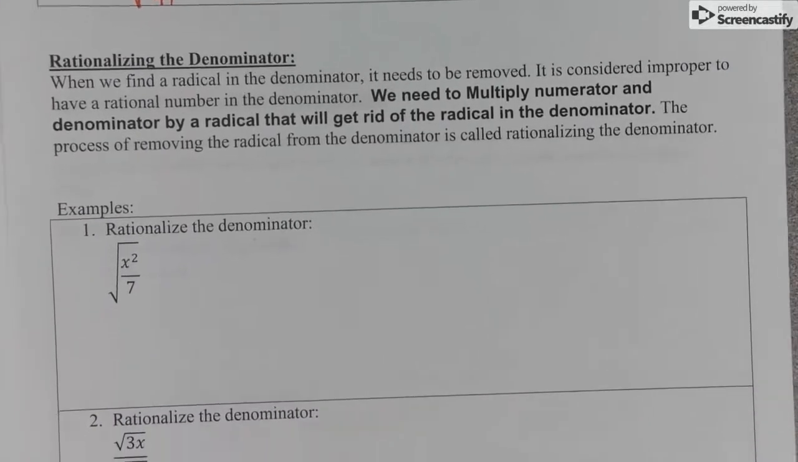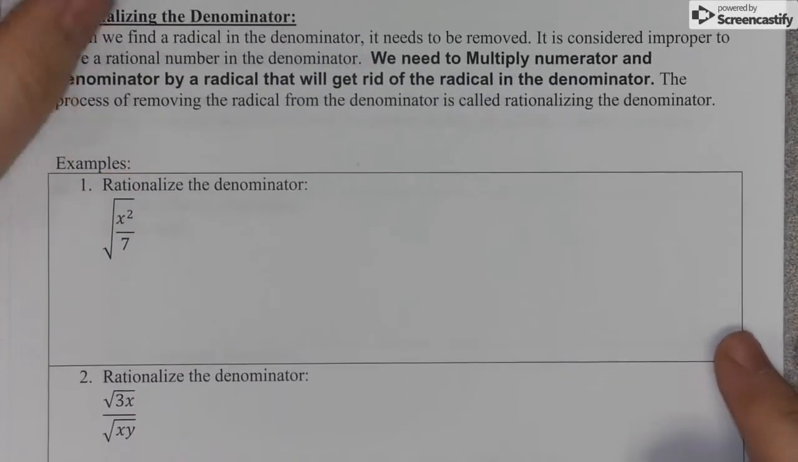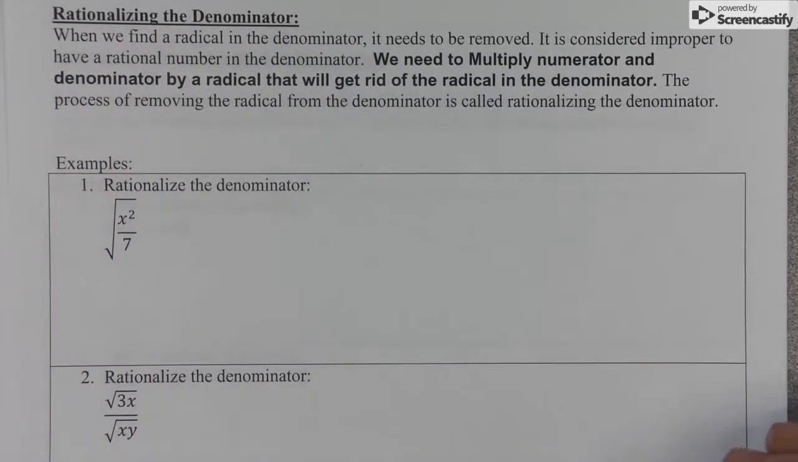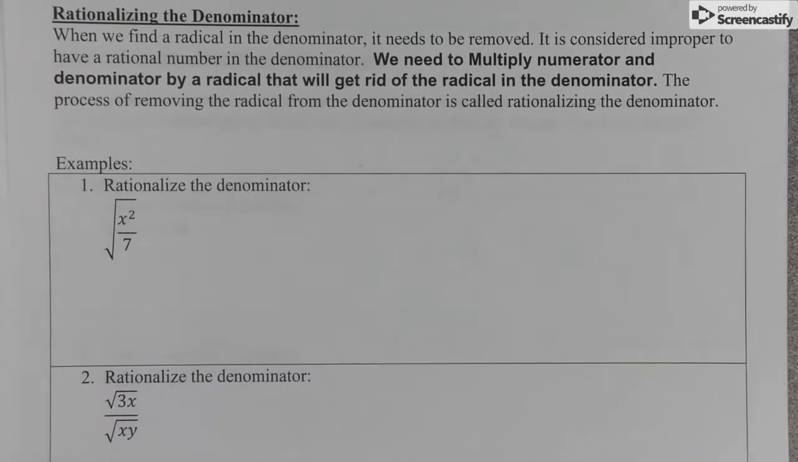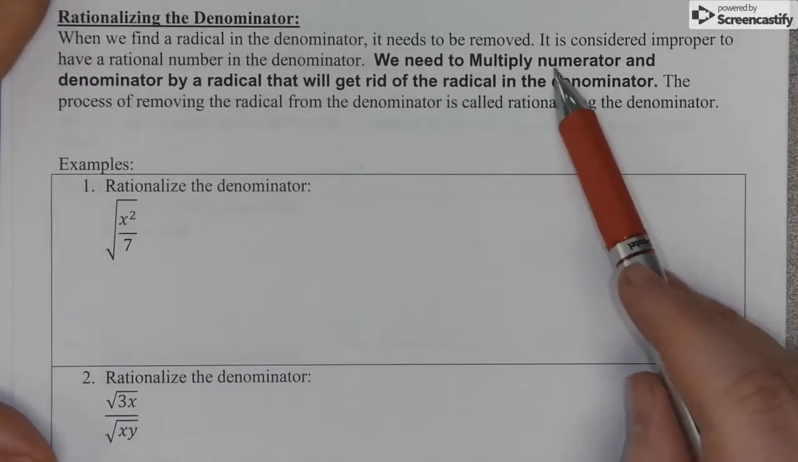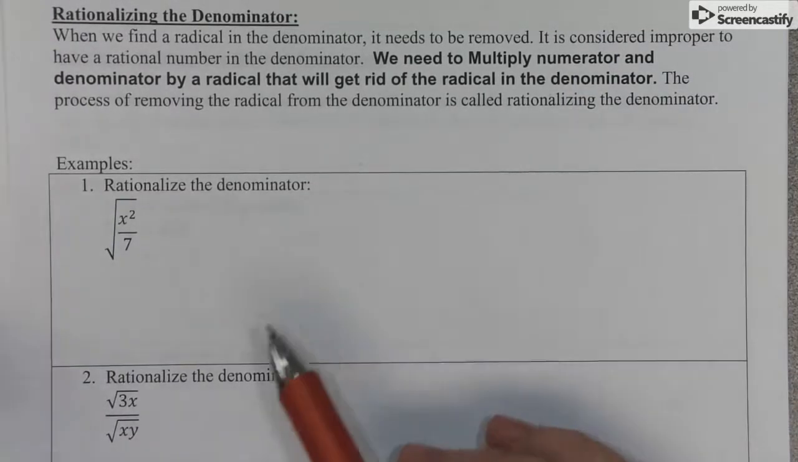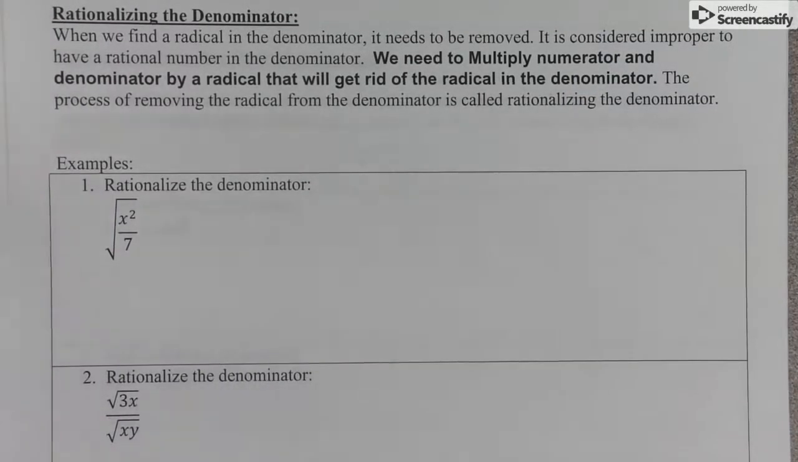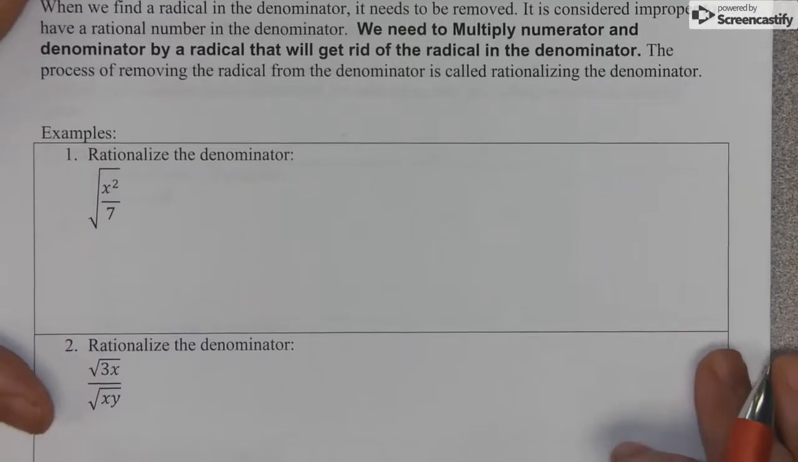So in this video, we're going to be continuing on here in section 8.6, talking about rationalizing the denominator. Essentially, we don't want to have radicals in the denominator. We want to get rid of them. We want to see no radicals in the denominator whatsoever. So what we're going to need to do is multiply the numerator and denominator by a radical that will get rid of the radical in the denominator without changing the problem. And that's the key. We can't change the problem whatsoever. So let's look at how we would do that.